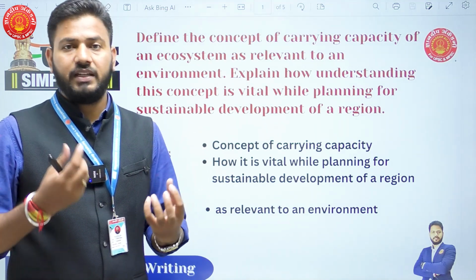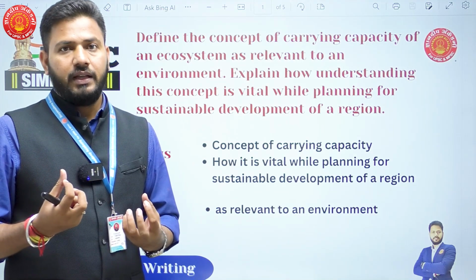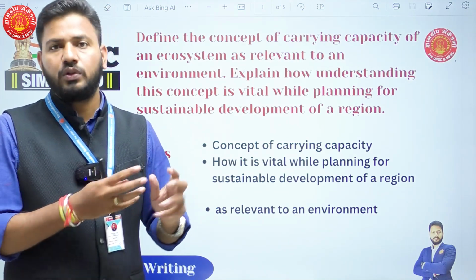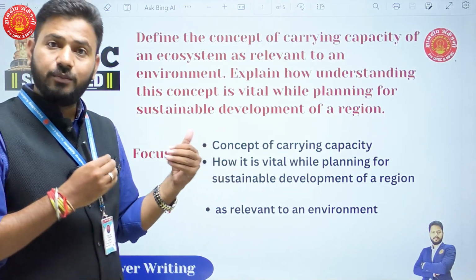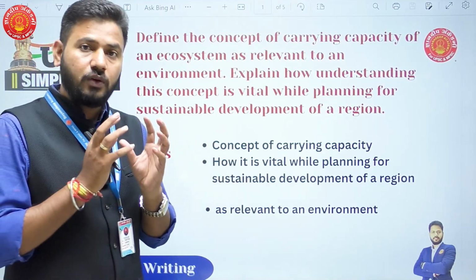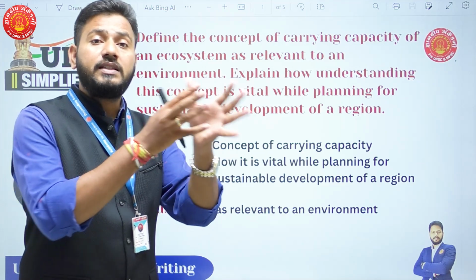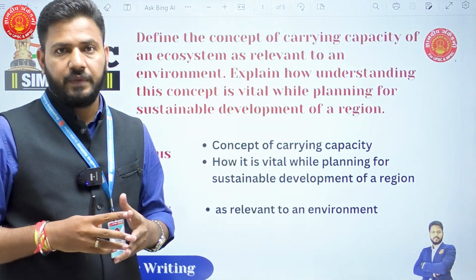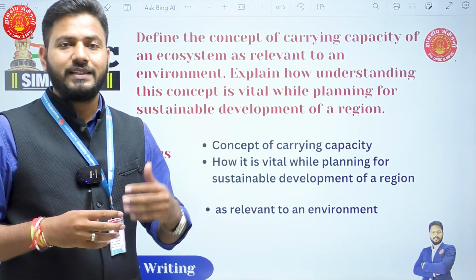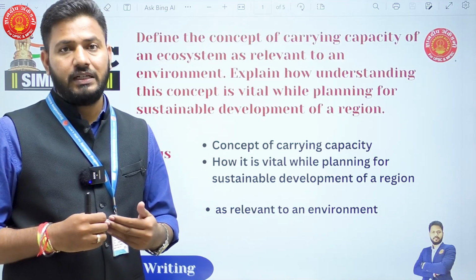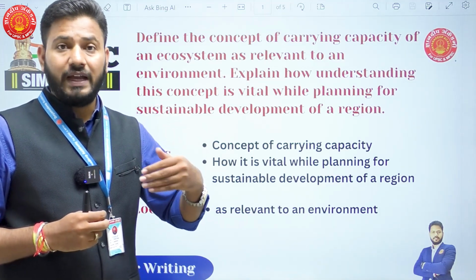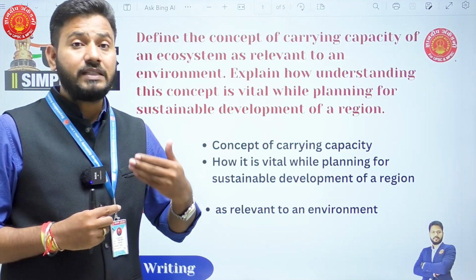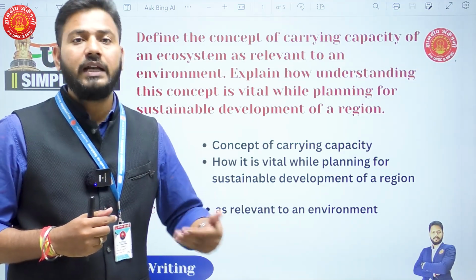What is carrying capacity and what is sustainable development? Now, just knowing these two concepts is not going to help you write this answer. What is important here is how you apply this concept of carrying capacity in sustainable development of a region. So like I said, books will not help you write this answer. It is how you think, how you have analyzed these concepts, and how nicely you understand and how you can correlate these concepts.